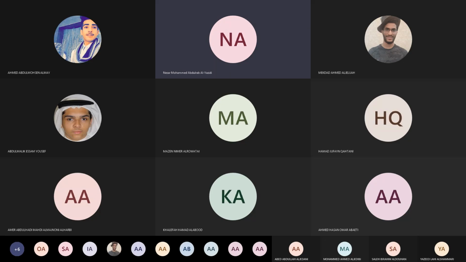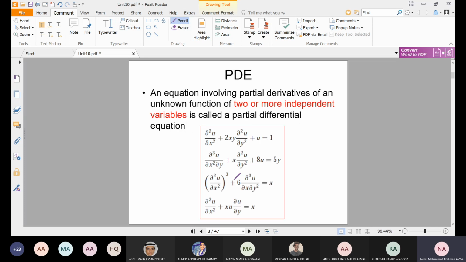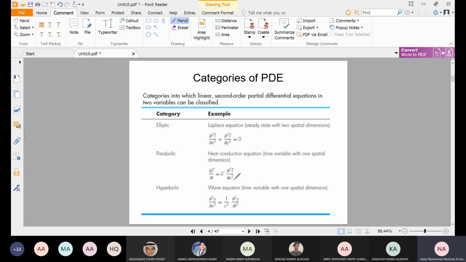and how we can find the solution of this type of equations. And we take one example, the elliptic equations, and after that we take parabolic equations and how we can distinguish between them. Usually we have two or three classes of partial differential equations.